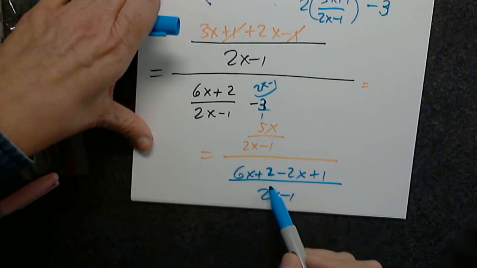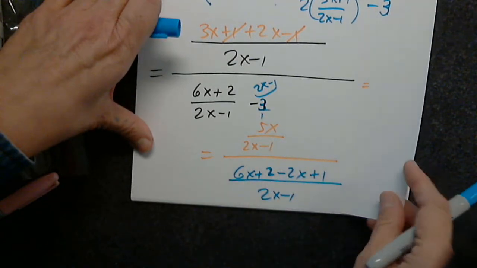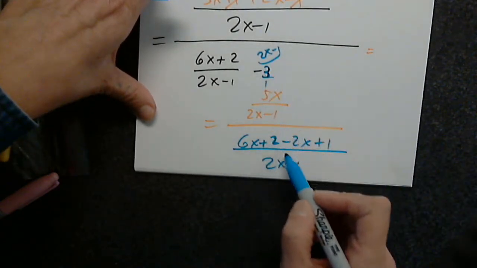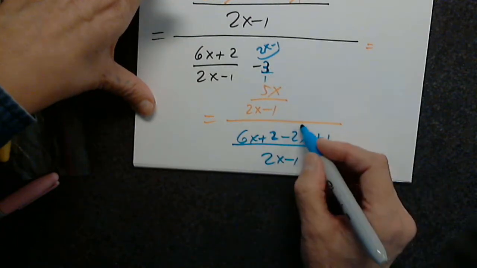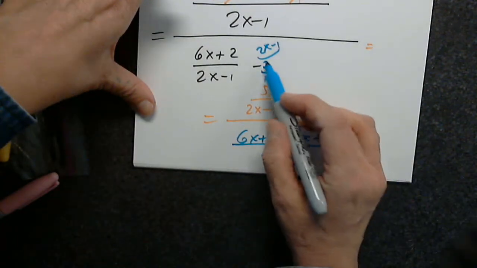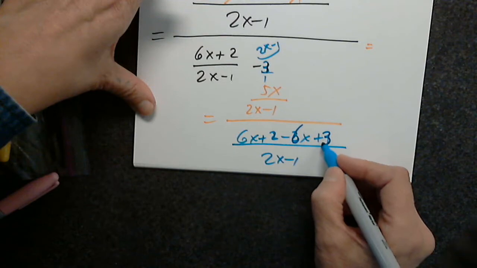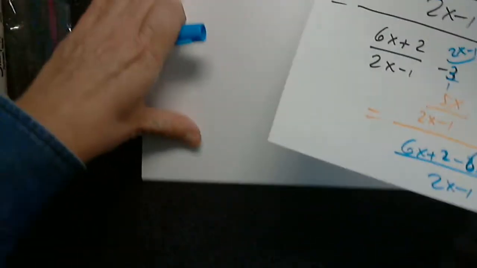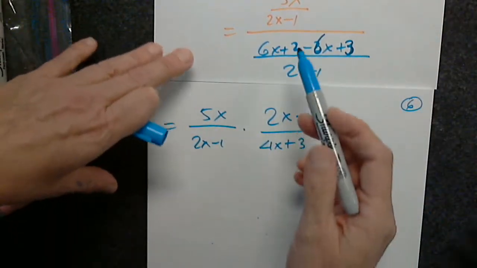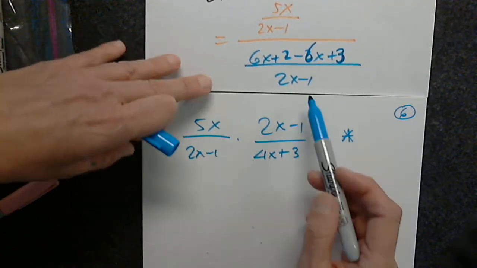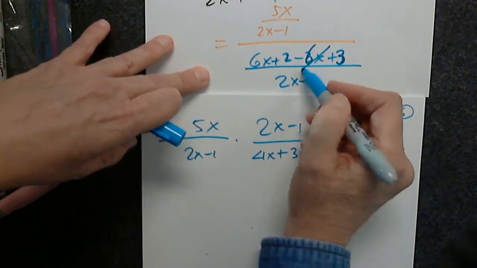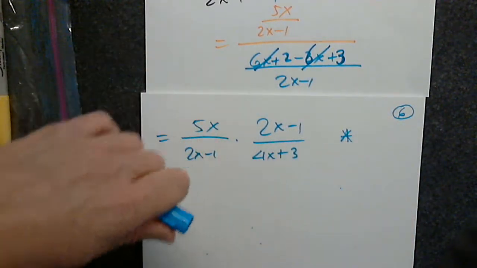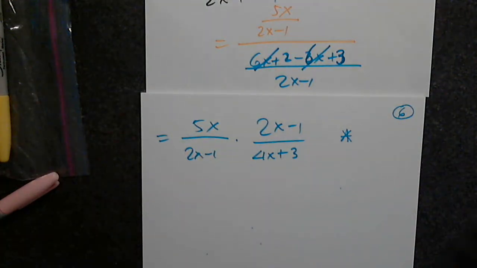Okay, so far I'm okay with the numerator. I'm not okay with the denominator, so this is negative 6. Negative 6x plus 3. Okay. So far, so good. I copy 5x over 2x minus 1. That's okay. I copied this. These two go away, and the denominator is only 5.